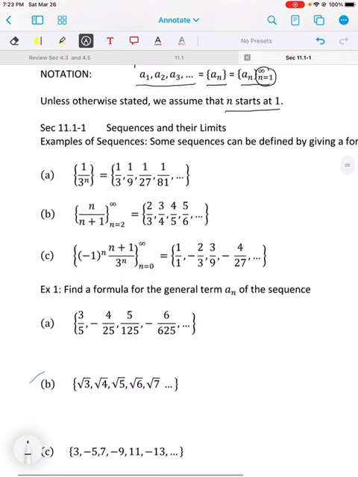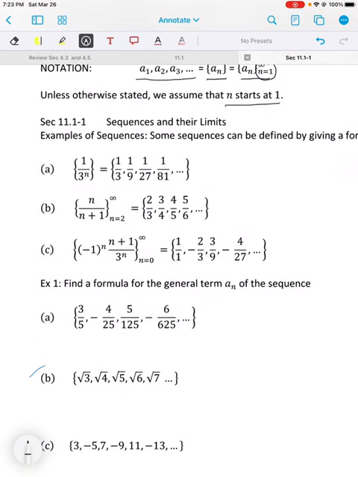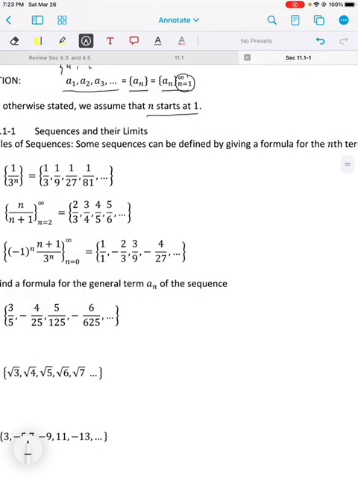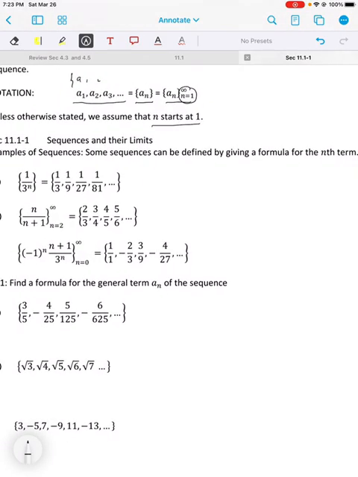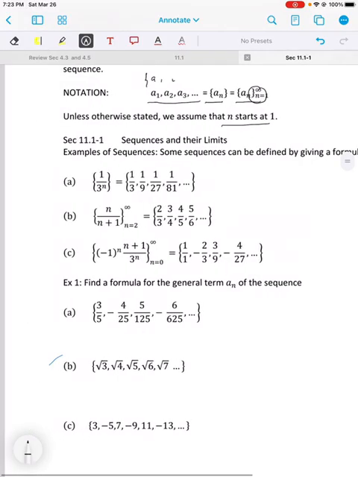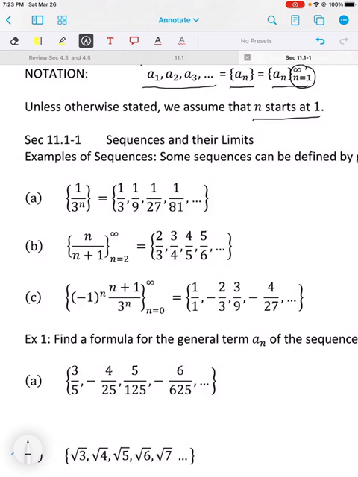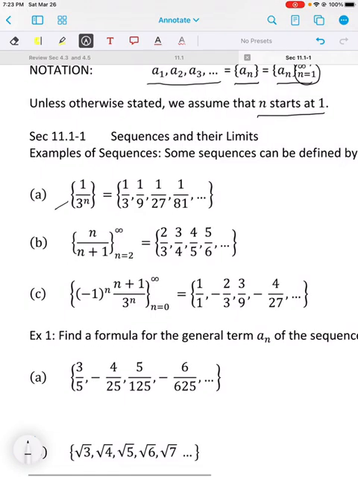So examples of some sequences can be seen down here, and sometimes we can actually define a sequence by giving a formula for the nth term. The nth term is called the general term of the sequence, and a formula given for the nth term actually helps us see the terms of the sequence quickly. So here is the first example.